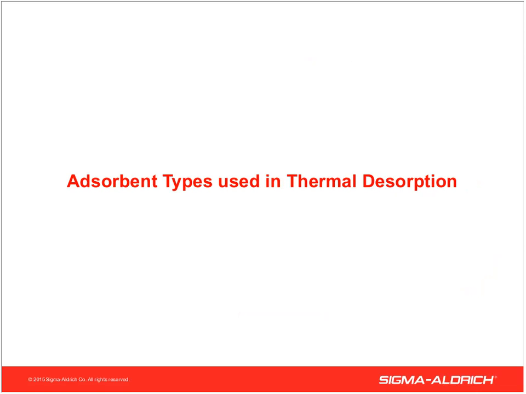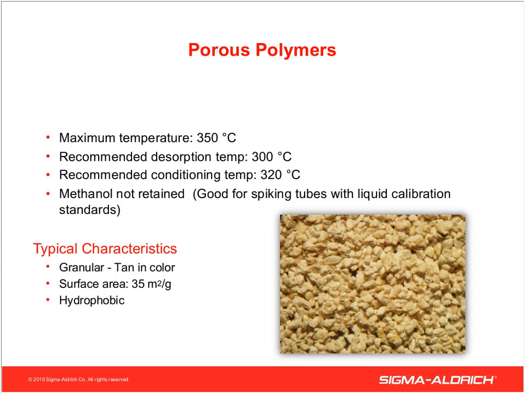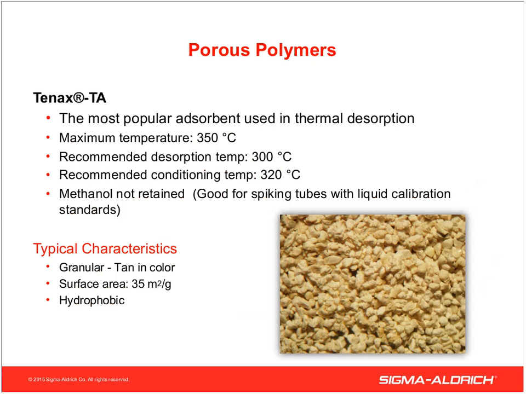So now we'll cover some information on the common adsorbents used in thermal desorption. One of the types of adsorbents is called a porous polymer. 10X is the most popular adsorbent used in thermal desorption today. It has a maximum temperature of 350 degrees. It has a recommended desorption temperature of around 300 and a conditioning temperature of 320.